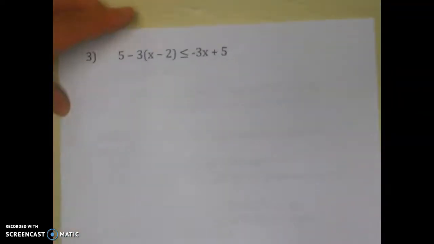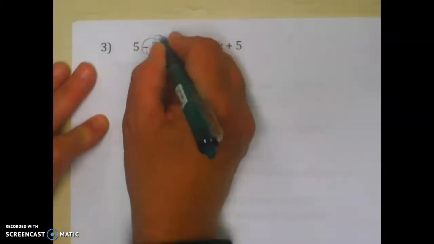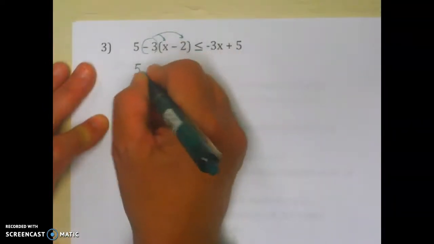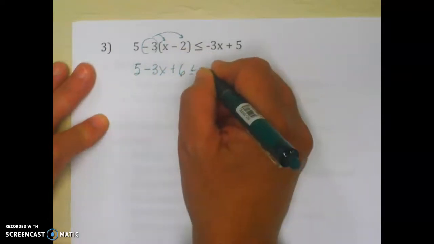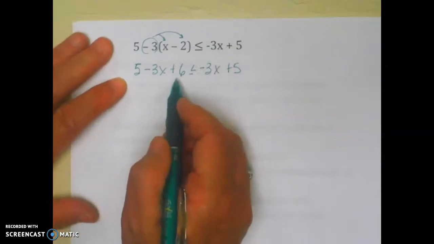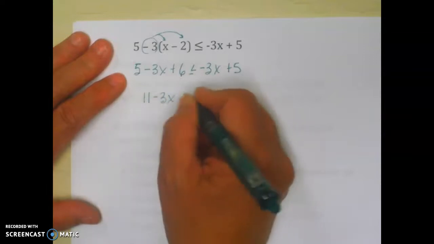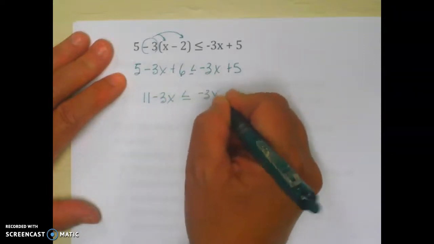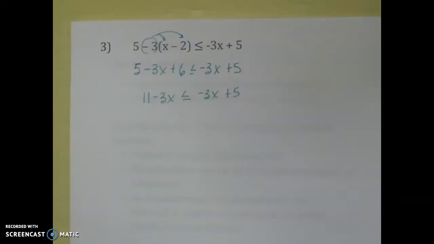Okay, remember you got to simplify on each side before you go any further. So I'm going to take this negative 3 and distribute it through the parentheses. So we have 5 minus 3x. Negative 3 times negative 2 is a positive 6. This is less than or equal to negative 3x plus 5. I can still simplify on this side of the parentheses, so I'm going to combine like terms. 5 and 6 is 11, so I have 11 minus 3x is less than or equal to negative 3x plus 5.